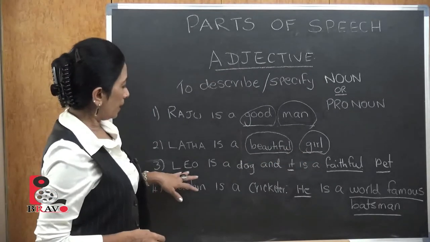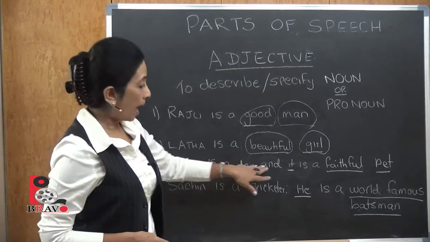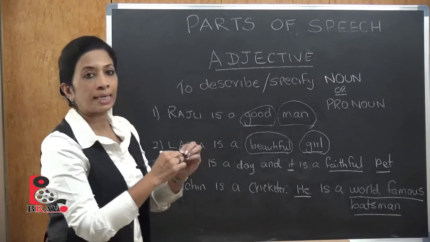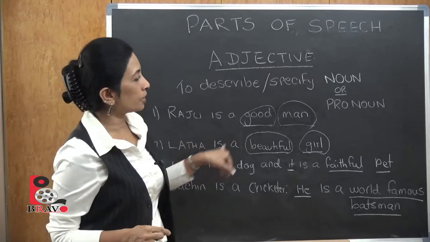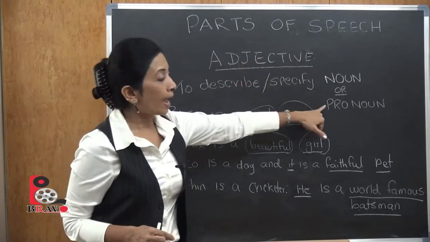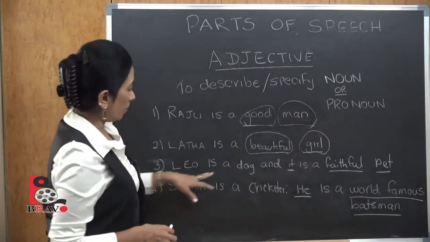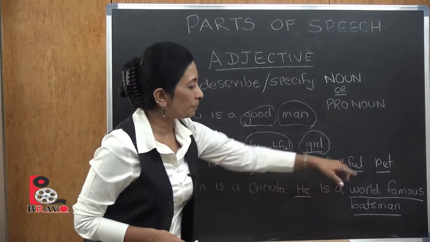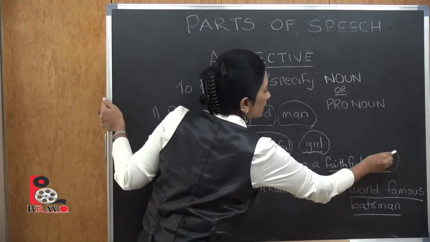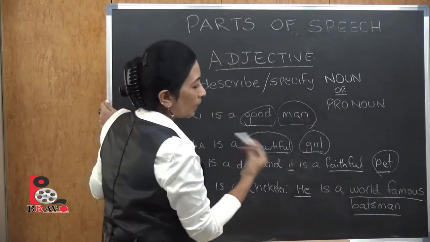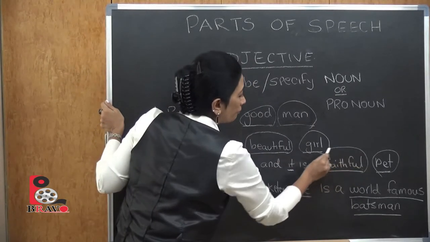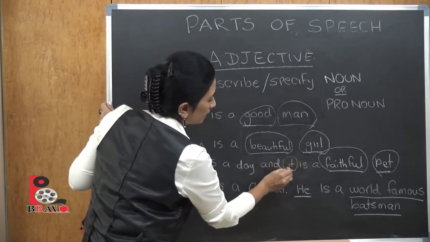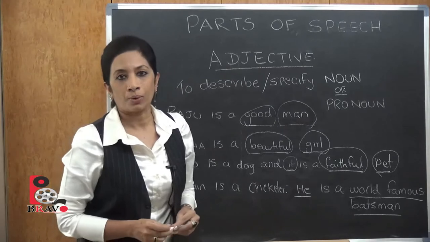The third one, Leo is a dog and it is a faithful pet. The sentence is getting a little bit longer, where we have used a noun, an adjective and a pronoun. Here pet becomes the noun. What kind of a pet is he? He is very faithful. So that becomes the adjective and it becomes the pronoun.